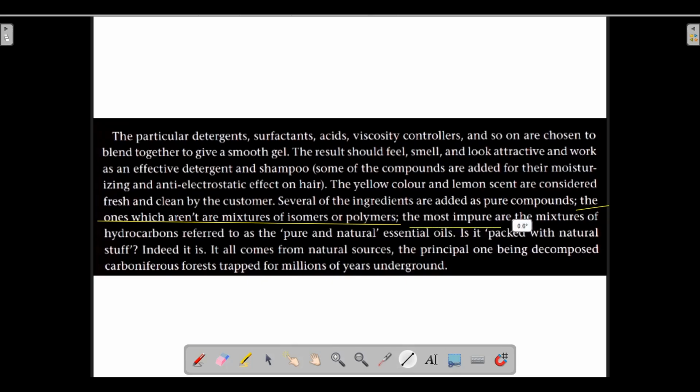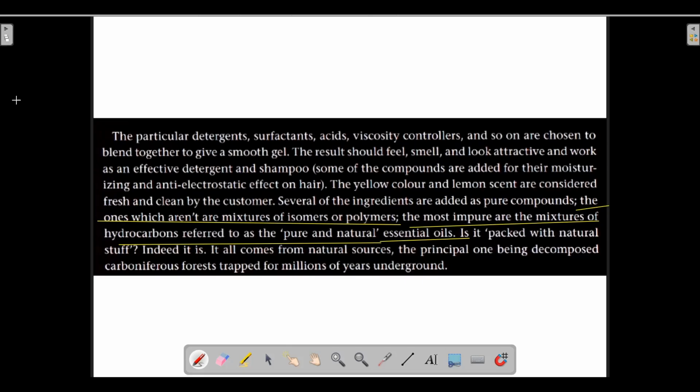The most impure are the mixtures of hydrocarbons referred to as pure and natural essential oils. Now, the meaning of pure in day-to-day life and the meaning of pure chemically is different. In terms of chemistry, what is the meaning of purity? I have already told you: consisting of a single type of atoms or molecules. A single type of chemical substance is called pure, and whenever we mix it with something else, it becomes impure.